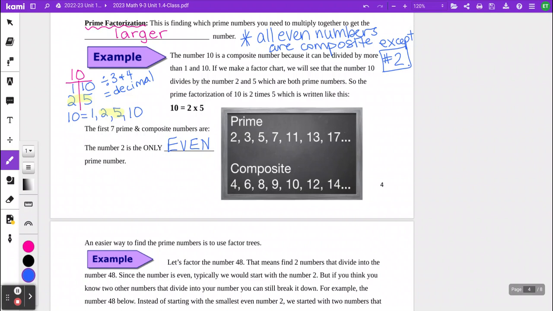Okay, and it's showing us a list of composite numbers. Again, composite numbers are even and they can be divided by 2. Are there composite numbers that are odd? You bet. The number 15. 15 is an odd number, but it can be divided by 3 and 5, not just 1 and 15.